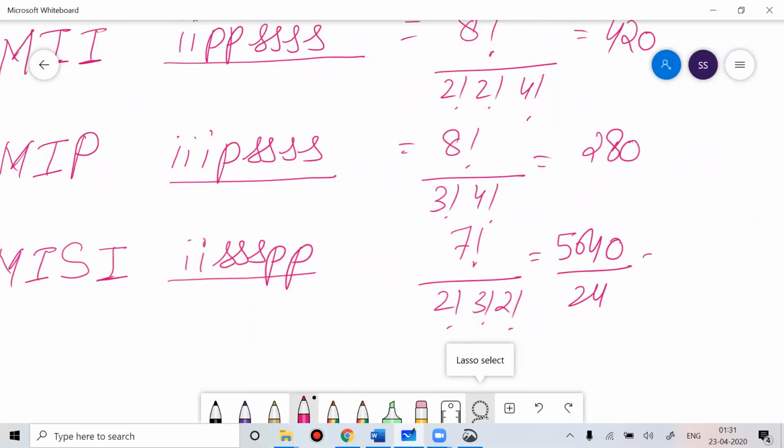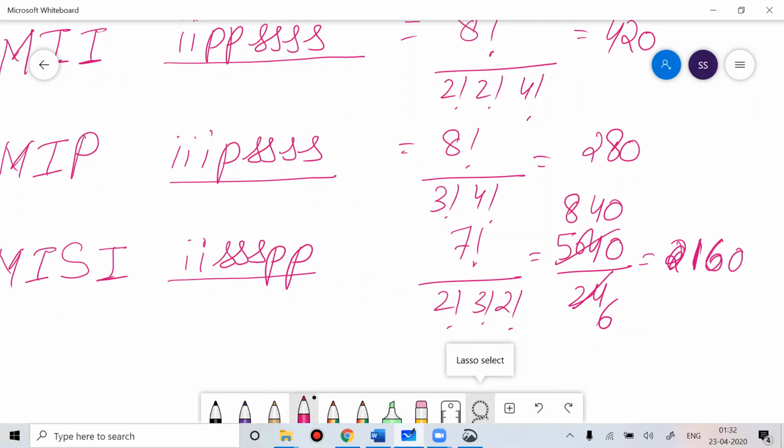If you do, how much do you get? Let me divide by 6 only. If you divide by 6, 840 by 6, you get 1 za, then 24, you get 160. So 5040, if you divide by 24, then one minute, I think there's a mistake.